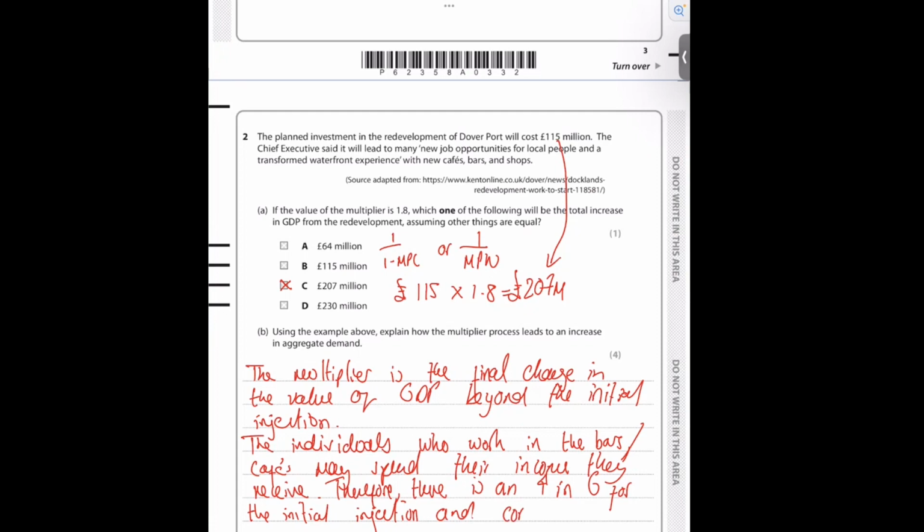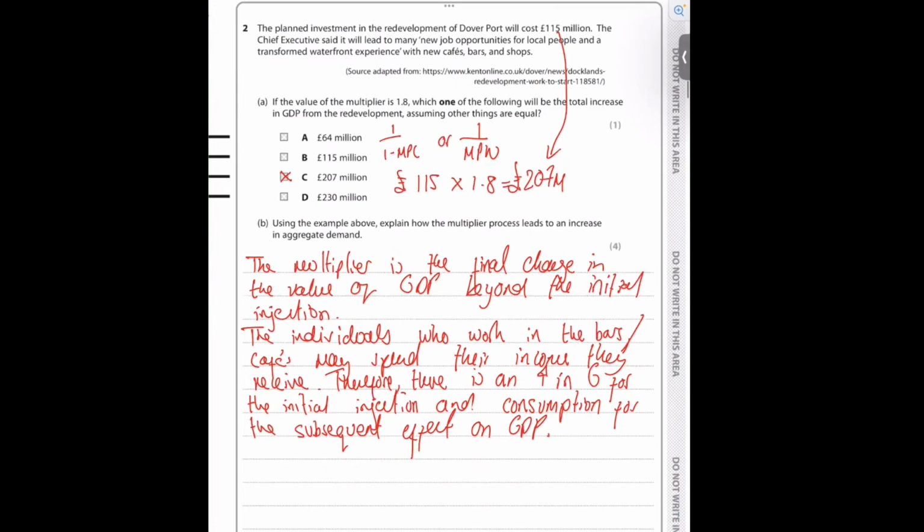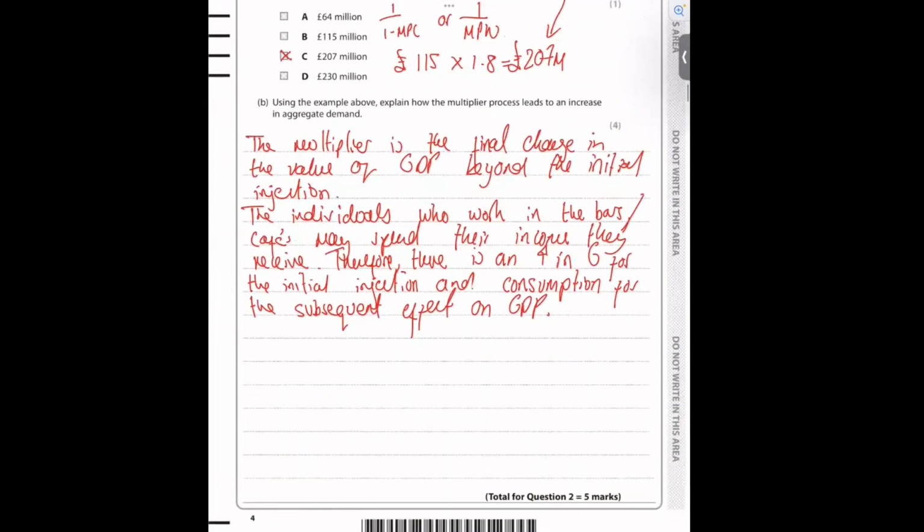Consumption for the subsequent injection. Subsequent effect on GDP, obviously. Okay, there we go. And we could put some kind of throwaway comment like one person's income, one person's spending is another's income, which is basically what the multiplier is describing. The example loves that kind of phrase.